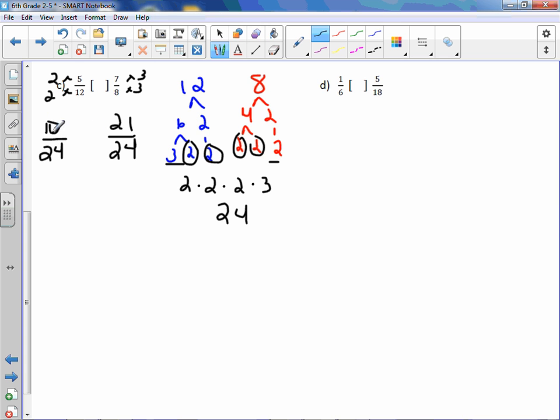Simply, now we are going to look at our numerators. 10 is definitely smaller than 21, which means this is less than. 5/12 is less than 7/8.